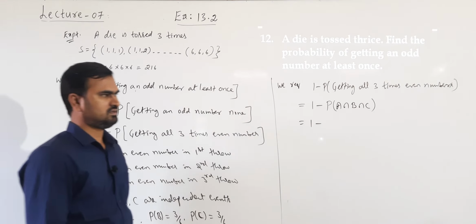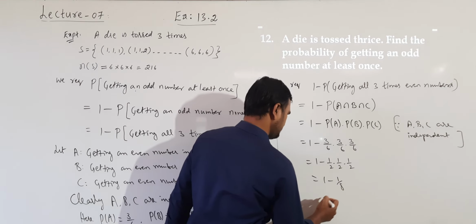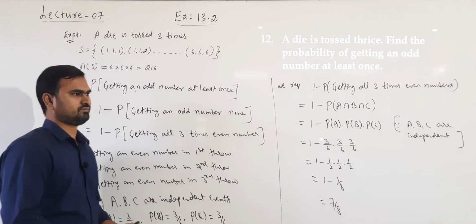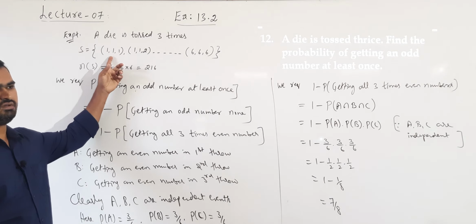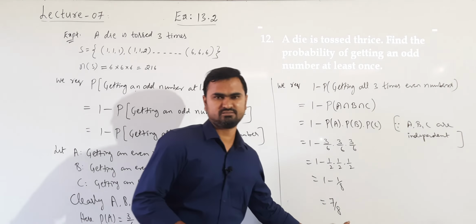Since A, B, C are independent events, 1 minus P of A is 3 by 6, into P of B which is 3 by 6, into P of C which is also 3 by 6. So 1 minus 1 by 2, 1 by 2, 1 by 2. That is 1 minus 1 by 8. So the required answer is 7 by 8. The required probability of getting an odd number at least once is 7 by 8.